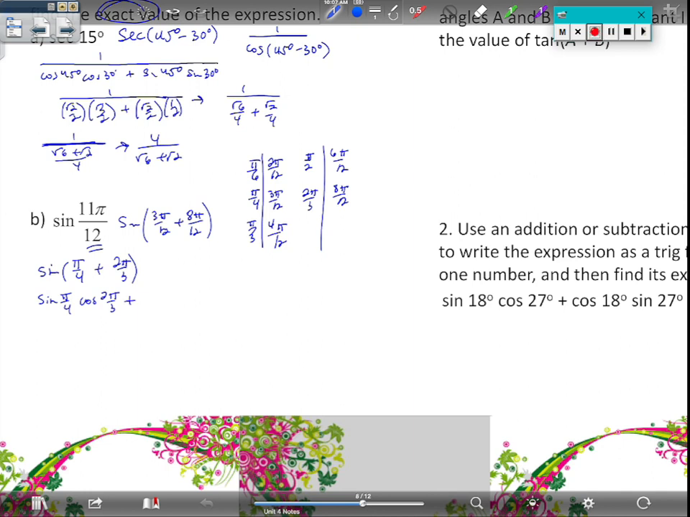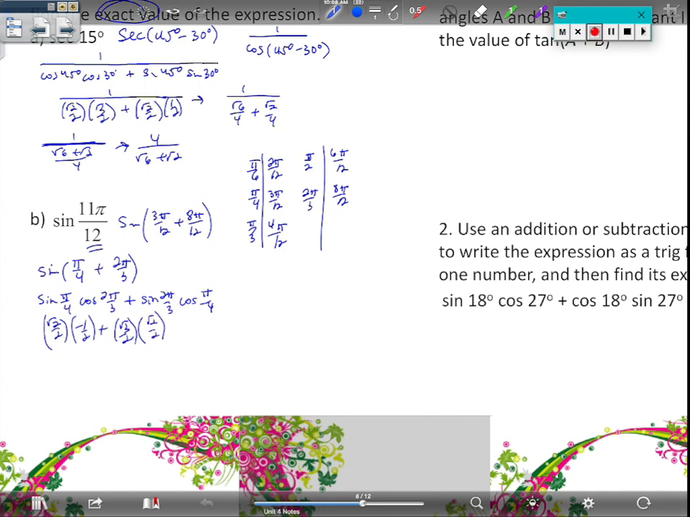Now cosine uses the second angle, so sine of 2 pi over 3, and then cosine will switch and use the first angle, pi over 4. So now it's just a matter of unit circle values. We know sine of pi over 4 is root 2 over 2. We know cosine of 2 pi over 3 is negative 1/2. Plus, we know sine of 2 pi over 3 is root 3 over 2, and we know cosine of pi over 4 is root 2 over 2.